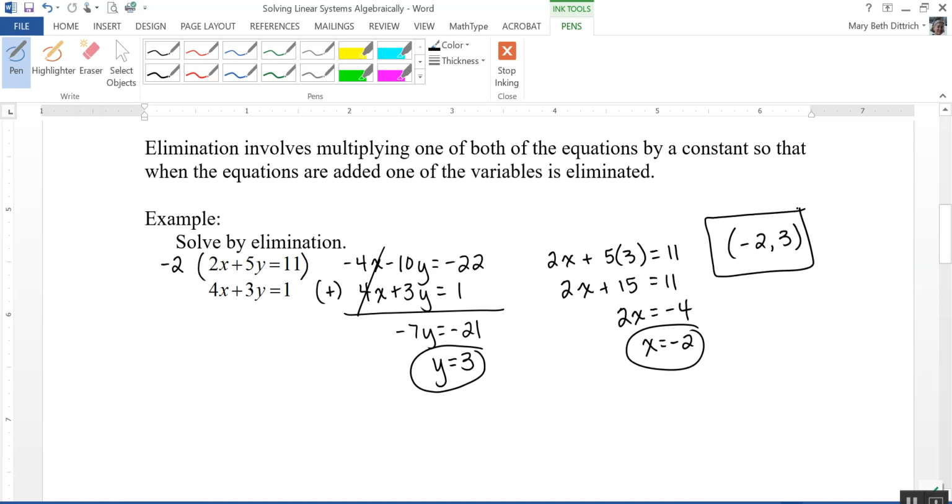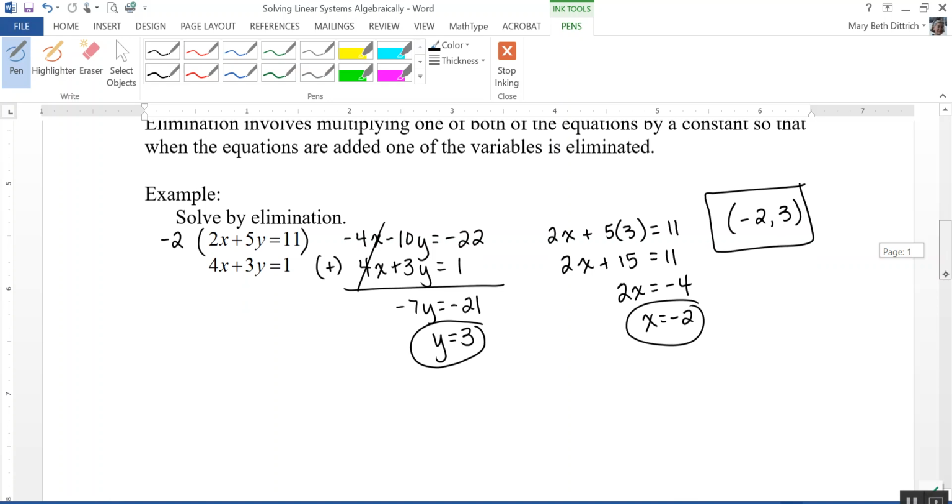And I can check by plugging that in. So plugging in negative 2 is going to give me negative 4 plus 15, which gives me 11. Negative 2 is going to give me negative 8 plus 9, which is 1. So indeed it does check.